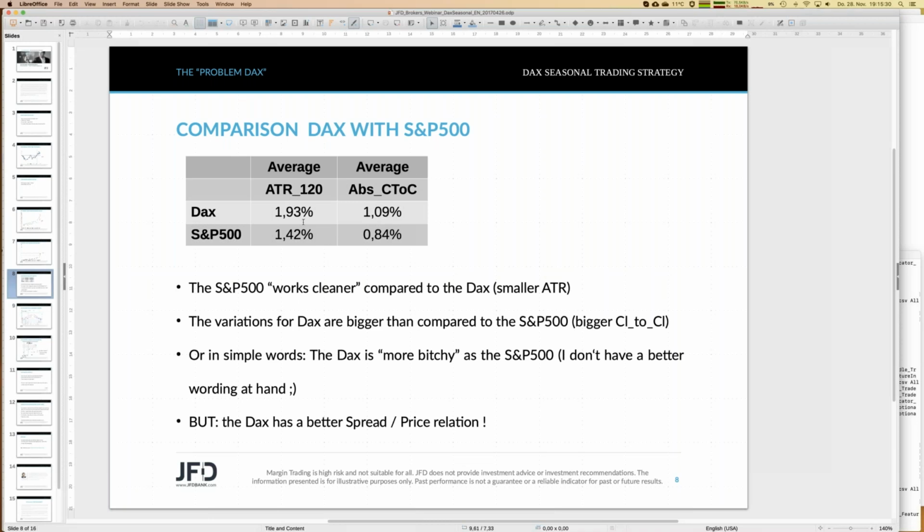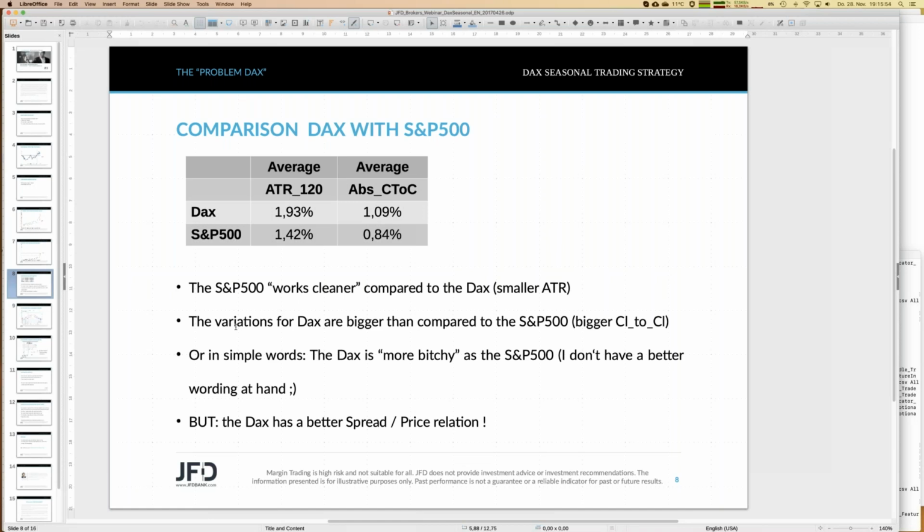So that's a clear observation, because we have a difference in the ATR comparing DAX and S&P 500. So the variations for the DAX are even bigger as well, from close to close. So the overall noise is simply higher.